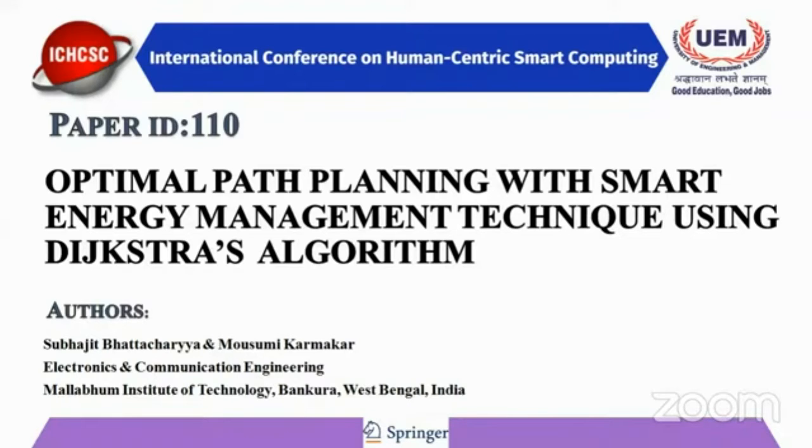Okay. So my paper ID is 110 and myself Subhajit Bhattacharya and my co-author is Dr. Mousumi Karmakar. We are both from Mallabham Institute of Technology from the ECE department. And the title of our paper is Optimal Path Planning with Smart Energy Management Technique using the Dijkstra algorithm.